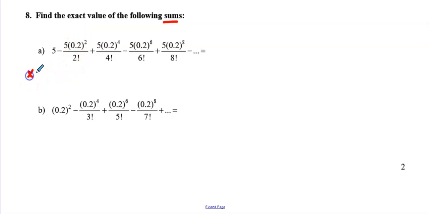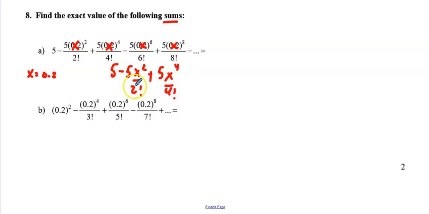So I'm going to go ahead and call x equal to 0.2. I'm going to call that x so that I can rewrite every 0.2 as x. And so now what I'm left with is 5 minus 5x squared over 2 factorial plus, and I'm going to show just a couple of these because you guys see the idea of this.